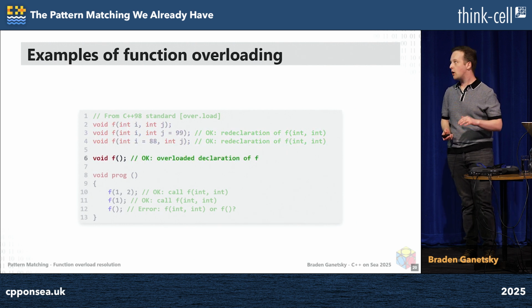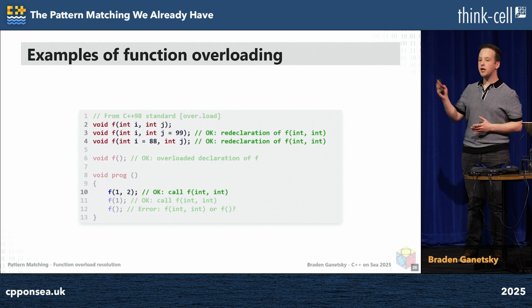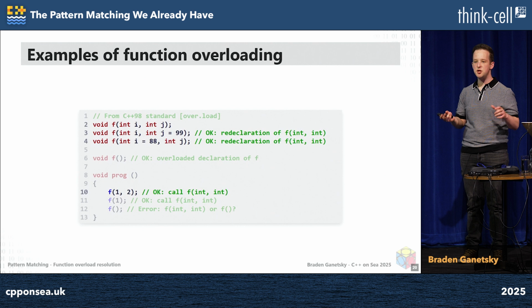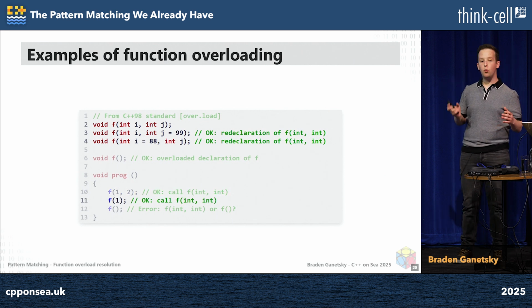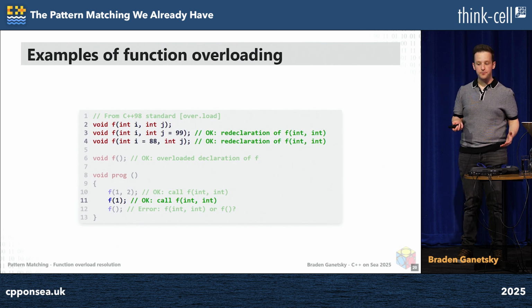Now we have a separate overload of f that takes no arguments, has no parameters. And then when we try to call f of 1, 2, it's very clear that this is going to call the 2-parameter overload because we're passing in 2 arguments. So 2 corresponds to 2. That should be pretty clear. This one may be a little bit less clear. This has 1 argument, but the 1 argument still corresponds to the 2-parameter overload because this will end up calling f of 1, 99. j has a default value.